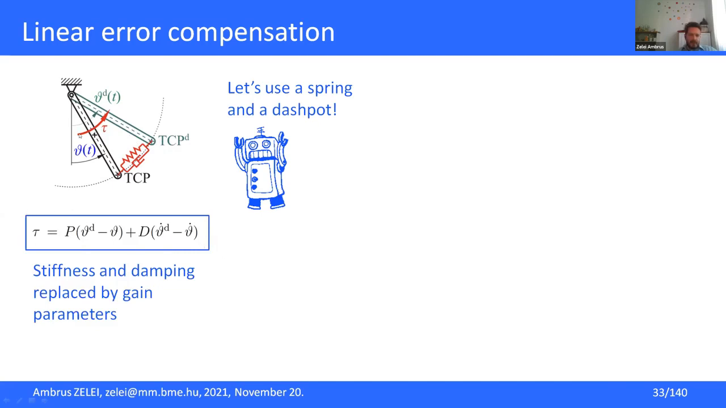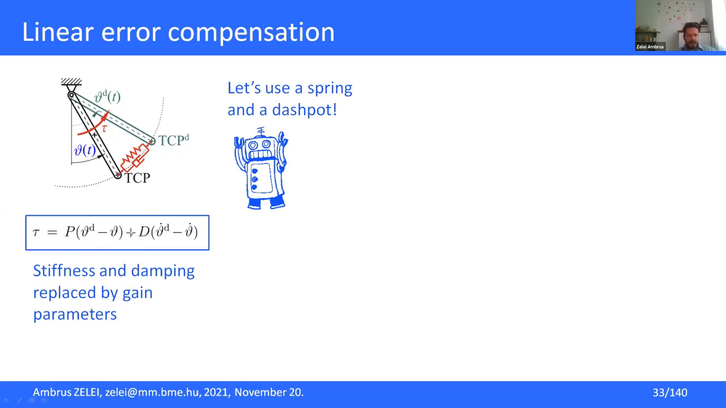So the tau, which is the torque exerted by the actuator up here in the joint, is equal to a gain, which is called proportional gain, because this is proportional to the position error or the angular error of this bar. And also there's another term which is proportional to the velocity error, and this is called differential gain here.